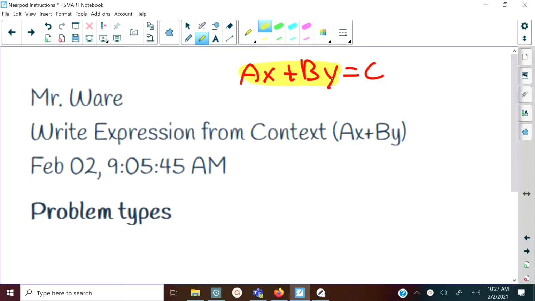So what we're going to do today is learn how to interpret it in context, and we're going to plug in some values and solve some real-world problems. So let's take a look at our first example.